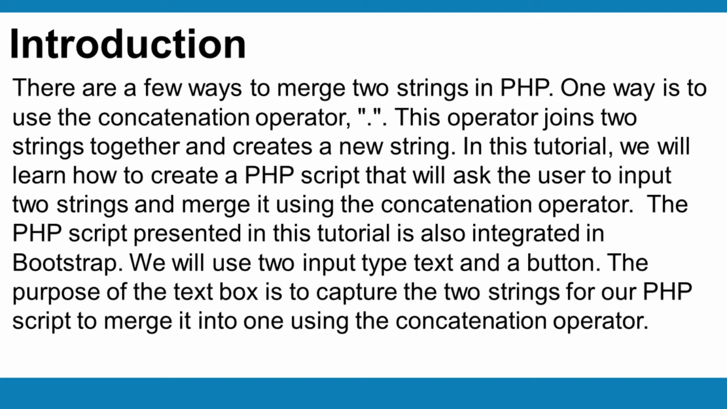There are a few ways to merge two strings in PHP. One way is to use the concatenation operator. This operator joins two strings together and creates a new string. In this tutorial, we will learn how to create a PHP script that will ask the user to input two strings and merge it using the concatenation operator.